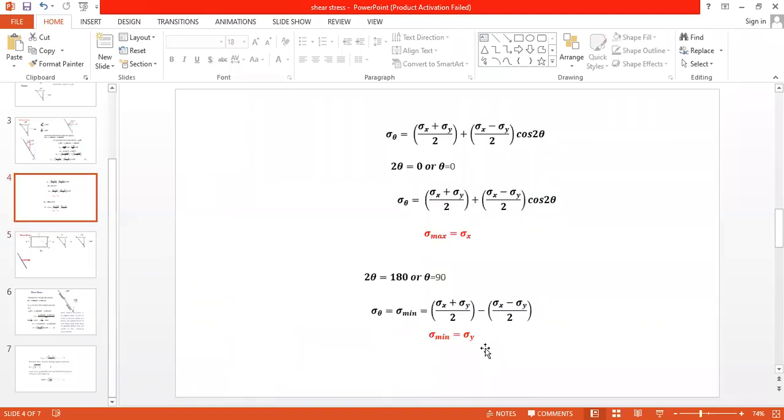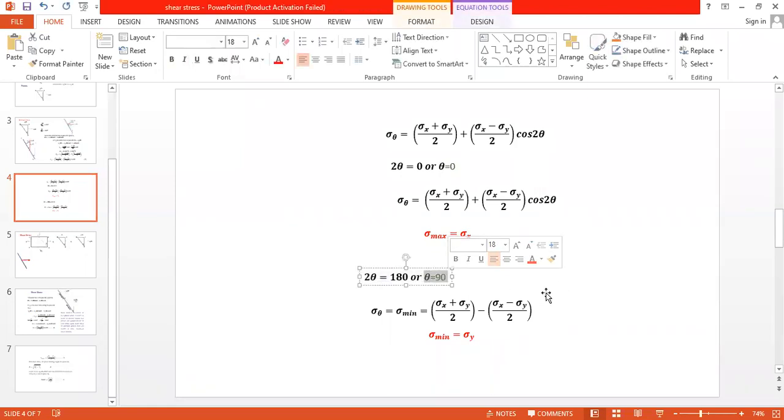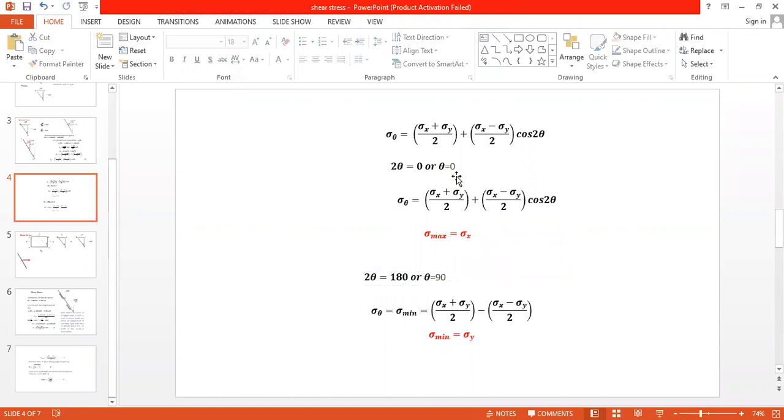Okay, minimum normal stress is sigma y and maximum normal stress is sigma x, and the position of minimum normal stress is theta equal to 90 degree. Now one more observation I have missed. What is the angle between the major principal stress plane and the minor principal stress plane? That is, the plane carrying major principal stress and the plane carrying minor principal stress. Now see here, this is at 0 and this is at 90 degree. That means the angle between these two planes is 90 degree.